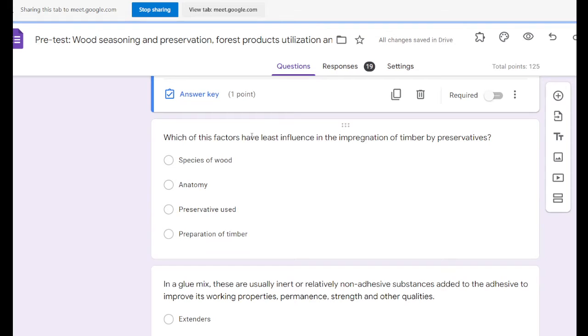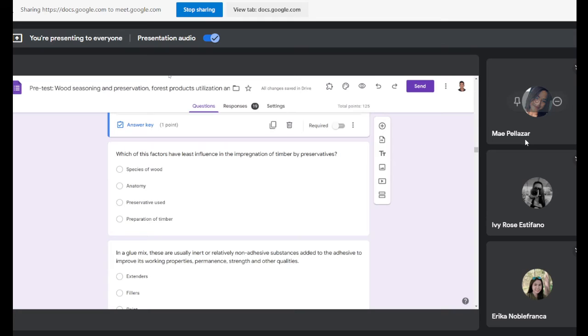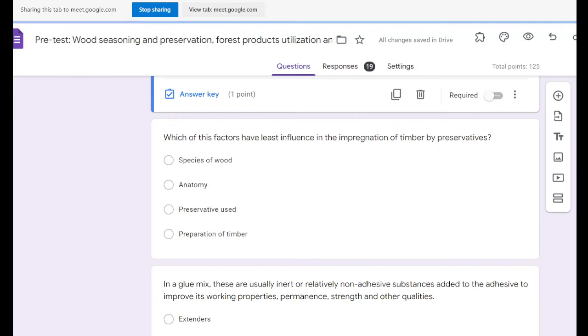Which of these factors have least influence in the impregnation of timber by preservative? Okay, the question is which of these factors have least influence in the penetration of timber, in the impregnation of timber by preservative? Species, anatomy, preservative use, preparation of timber. Answer. What's the answer for this one? Eleazar. Preparation of timber, sir. Yeah, that is correct.